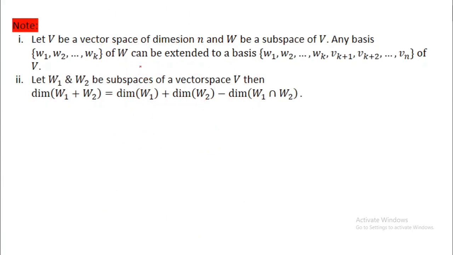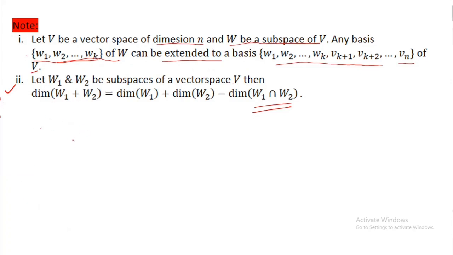Then we will go for a few important notes. So first of all, the second note. Whenever we have W1 and W2 as subspaces of a vector space V, then we have a formula. In fact, we can prove it also. Dimension of W1 plus W2 is equal to what? Dimension of W1 plus dimension of W2 minus dimension of W1 intersection W2. So this is the intersection of subspaces. So this first note is actually important.